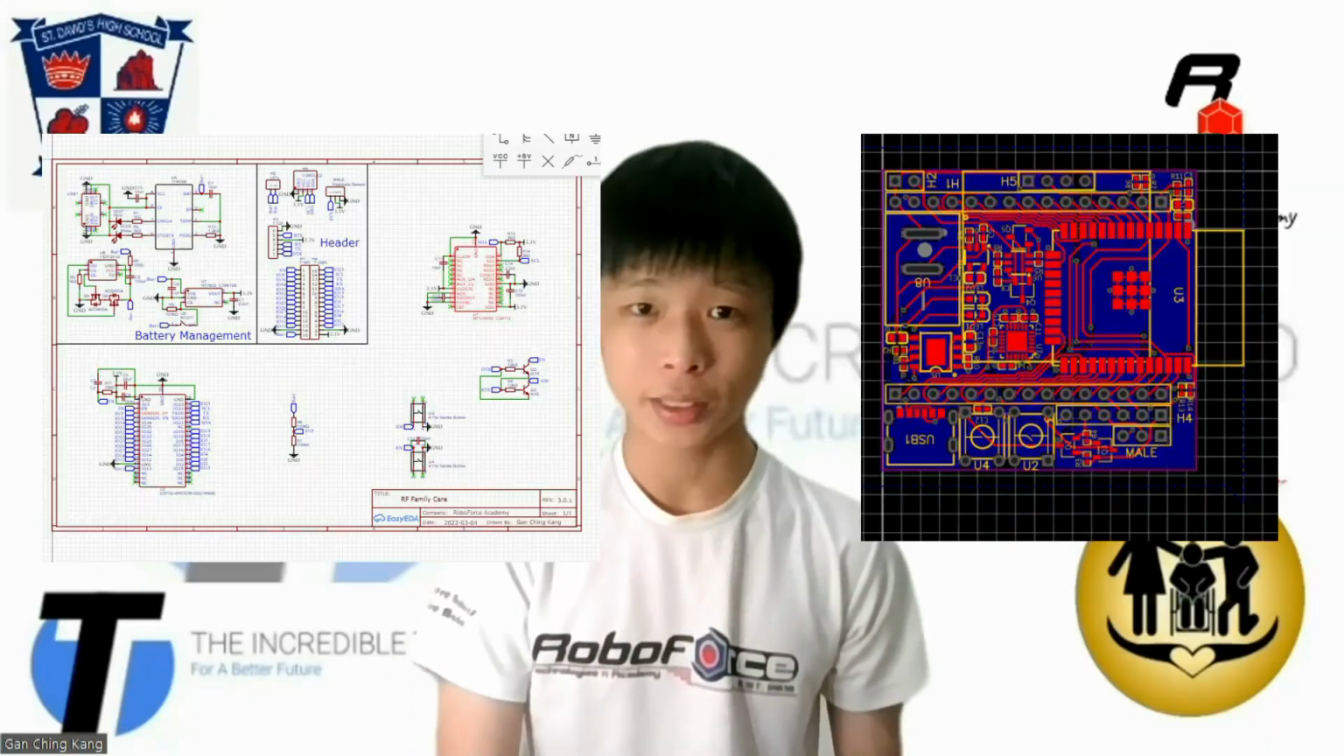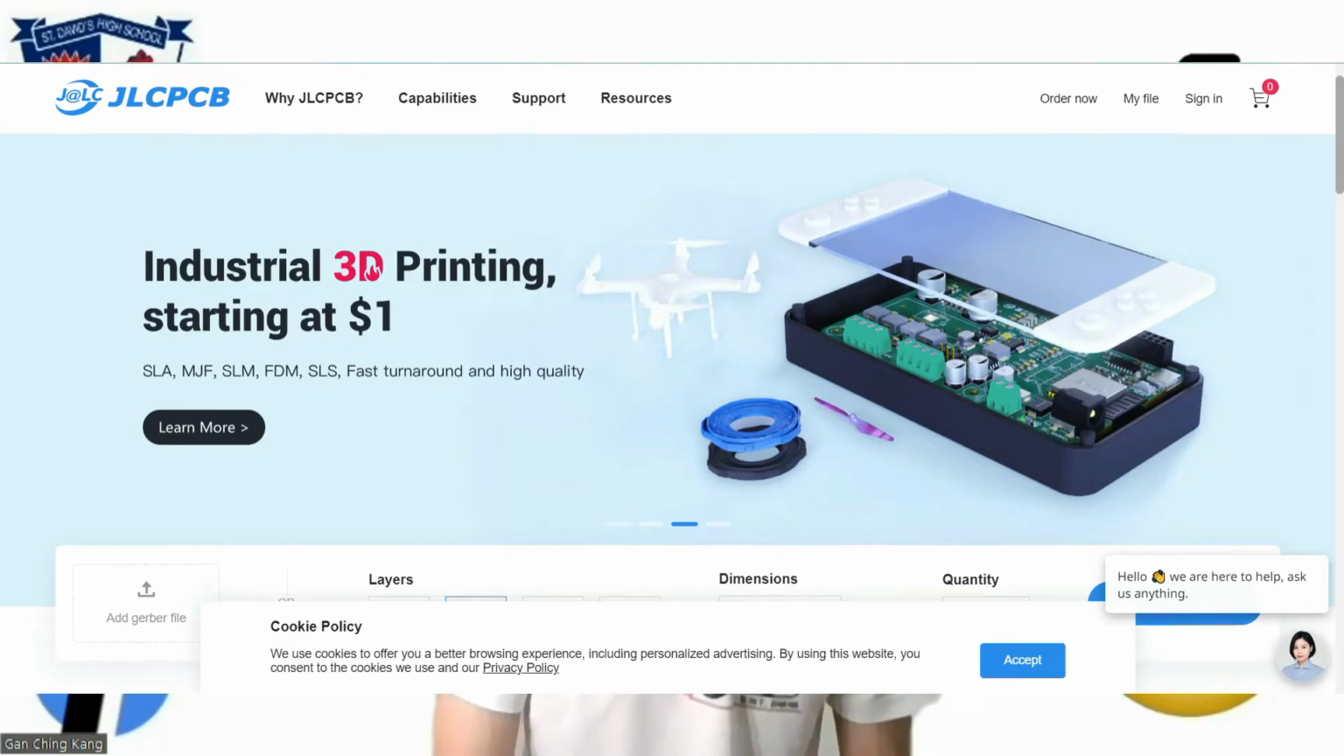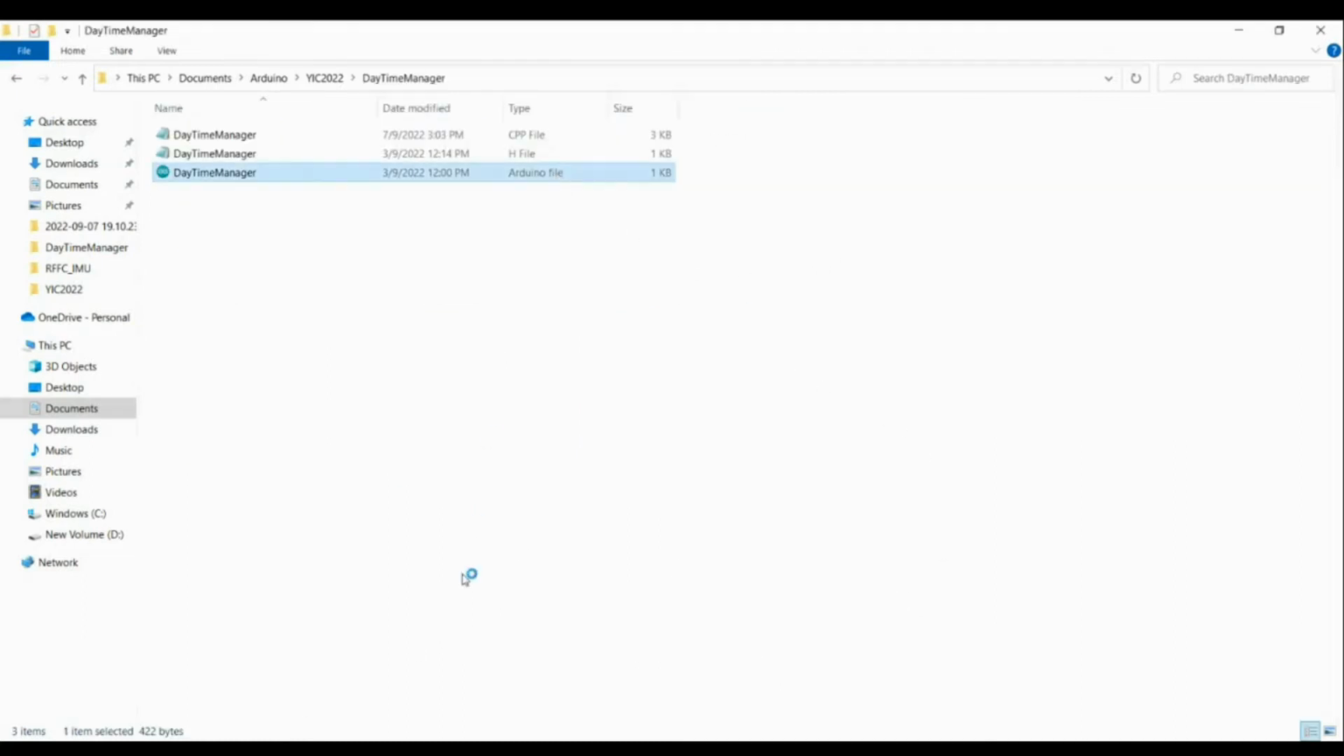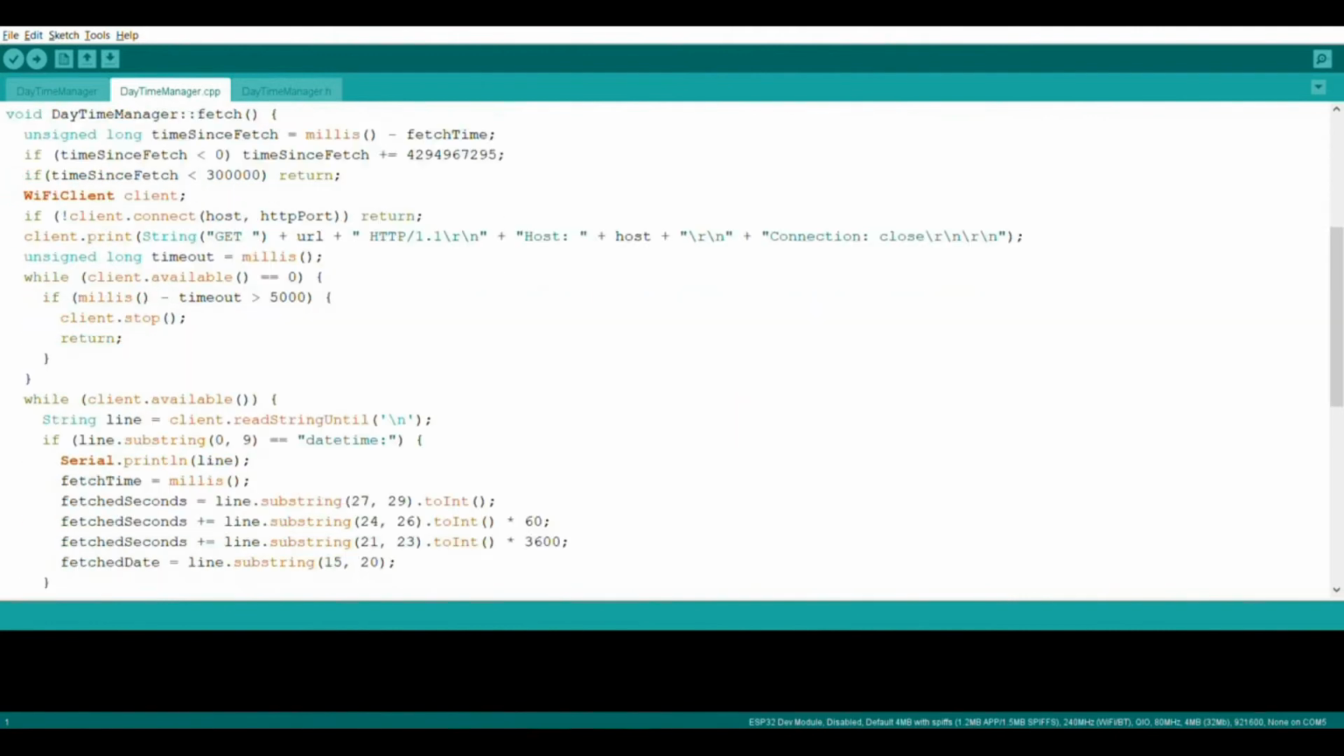Similar to the last version, we designed our own PCB using Easy EDA and fabricated the board using the JLC PCB service. We structure our code using classes. Here is one of them. This class acts as a clock for the entire system. There are two main functions in this class, fetch and current time.